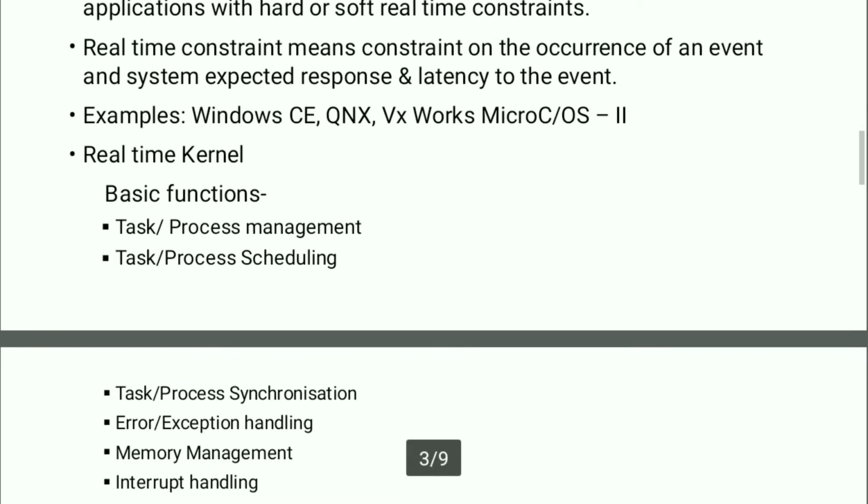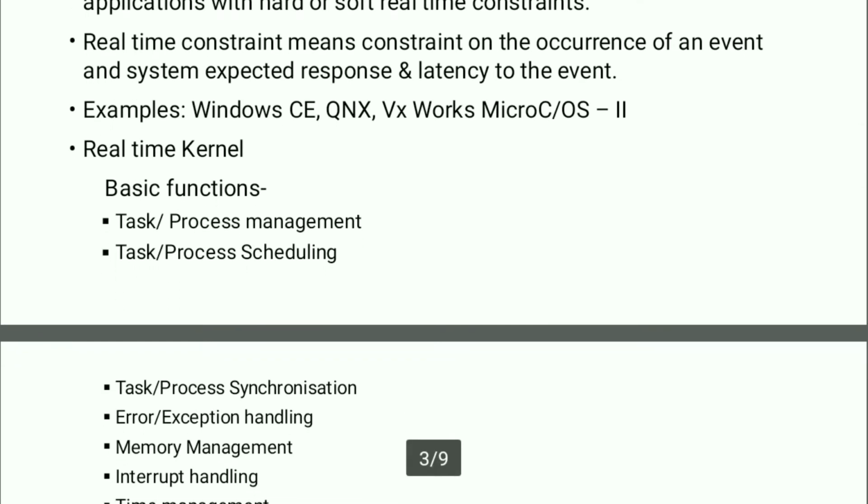And now we are moving to the real-time kernel. Real-time kernel means the kernel of a real-time operating system. It is referred to as a real-time kernel. There is a difference between the real-time kernel and the ordinary or conventional operating system kernel. The real-time kernel consists of only the minimal set of services that is required for running the user applications or tasks.